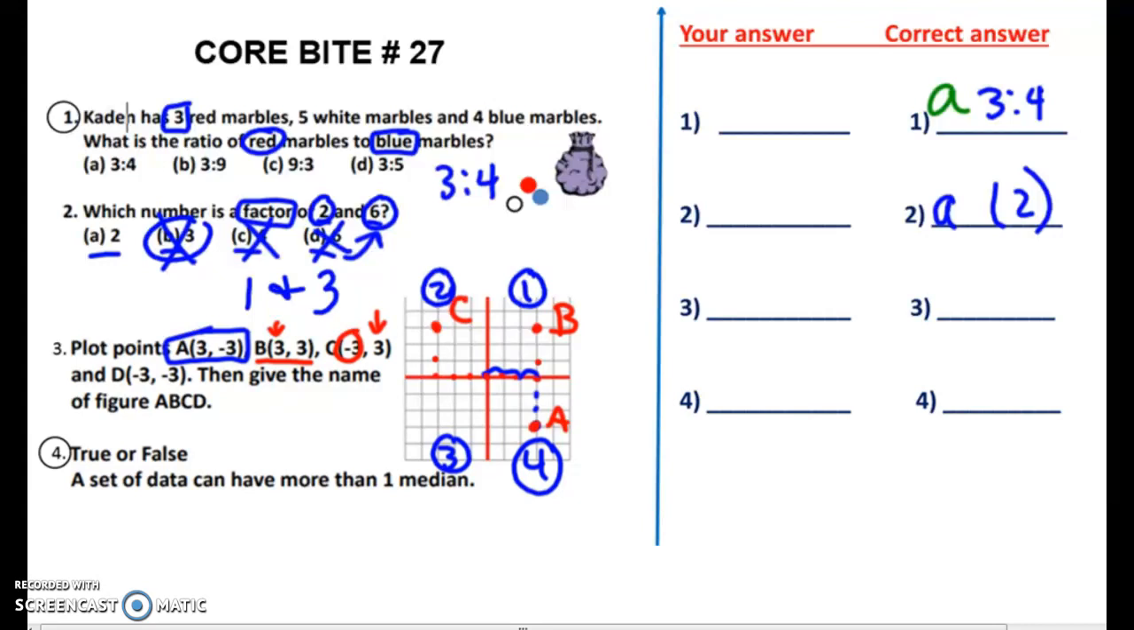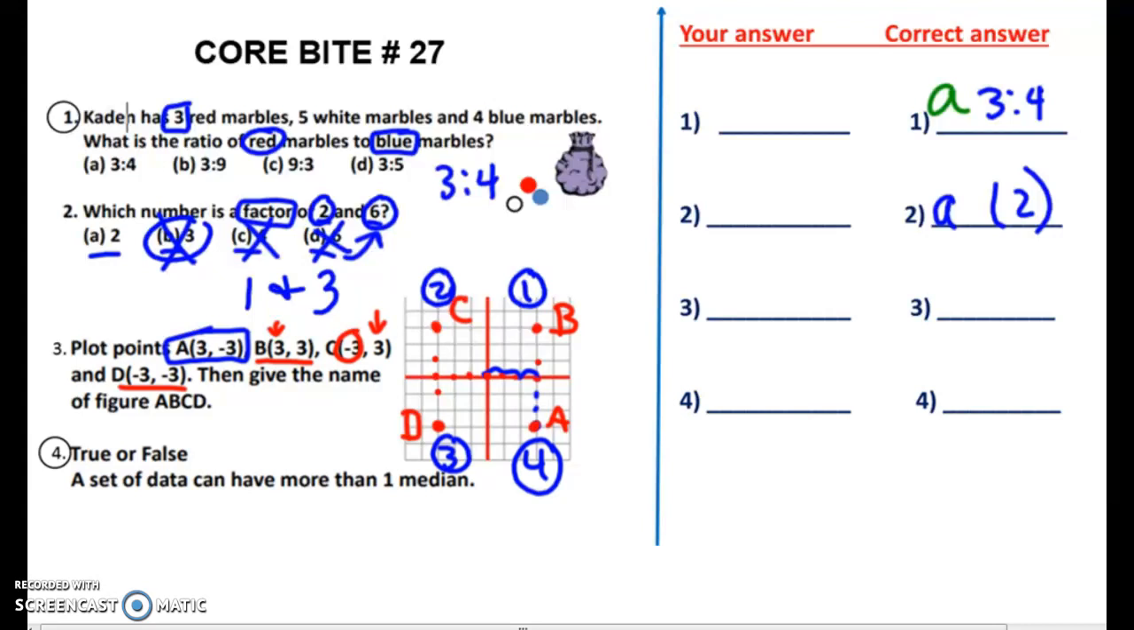The last point is located at negative 3, negative 3. So let's start in the origin again. Put your pencil point there. And because it's negative, that means we're going to move left 3. And then the second number is a negative, so that tells us to go down 3. 1, 2, 3. Put a point there and label it D. Pause your video and graph that point.